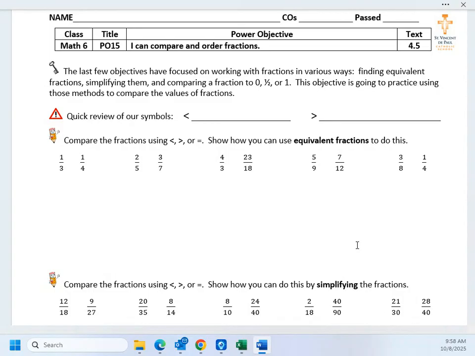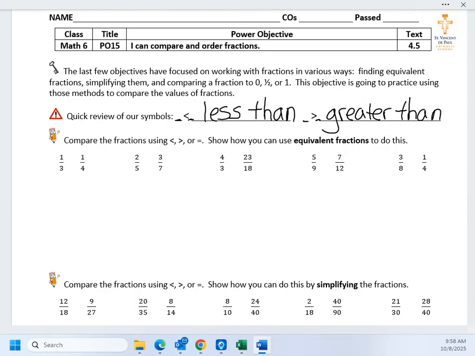So, reviewing our symbols. Rhoda, what is our first symbol? Less than. So the first symbol means that first number is less than our second number. So our next symbol means what, Matt? Greater than. So that means our first number is greater than the second number. So we are going to compare the fractions using that less than, greater than, or equal to.